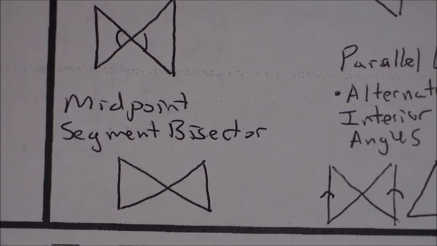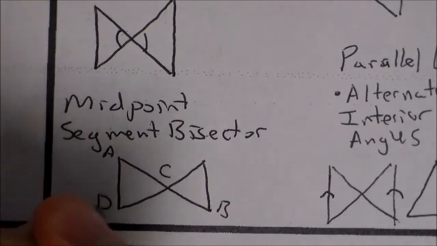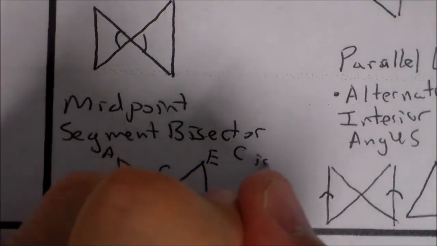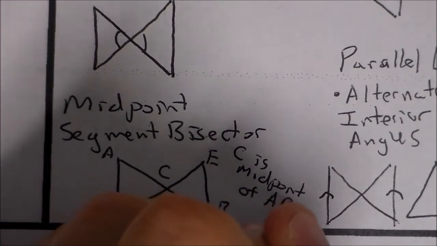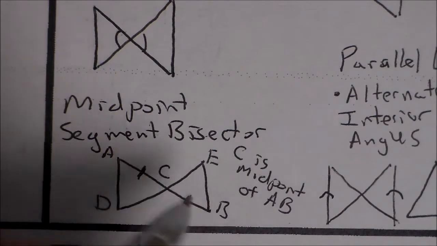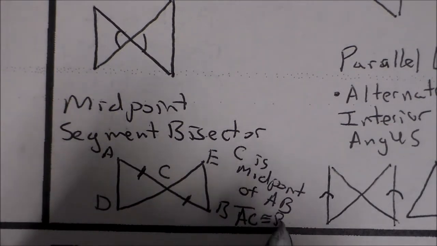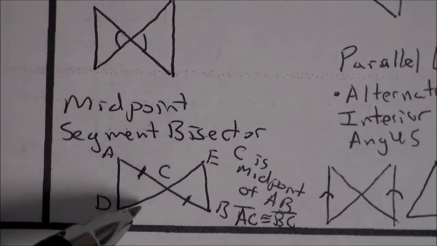The next one we have is a mid-segment, or a midpoint, or a segment bisector. So if I had this labeled with A, B, C, we'll throw D and E on there, and I said that C is a midpoint of AB. If C is the midpoint of AB, it's in the middle of A and B, so that tells us that AC is congruent to BC. It does not tell us that C is in the middle of D and E.